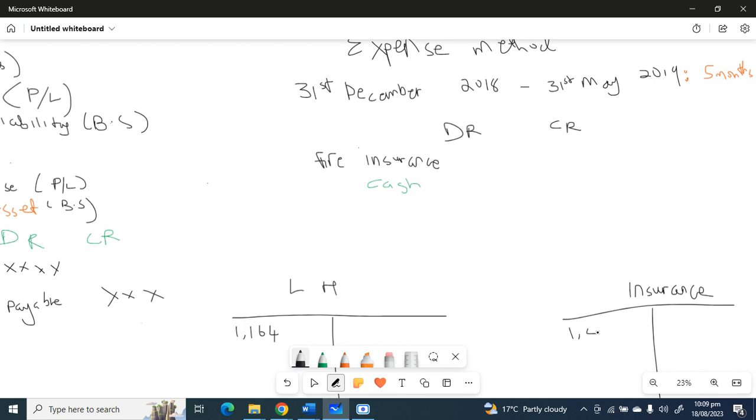I put the wrong balances. Debit 1164, and cash also credit 1164. Cash is an asset. A reduction in an asset, according to the double entry rules, you credit. Fire insurance is an expense. According to the double entry rules, whenever you incur an expense, you debit.